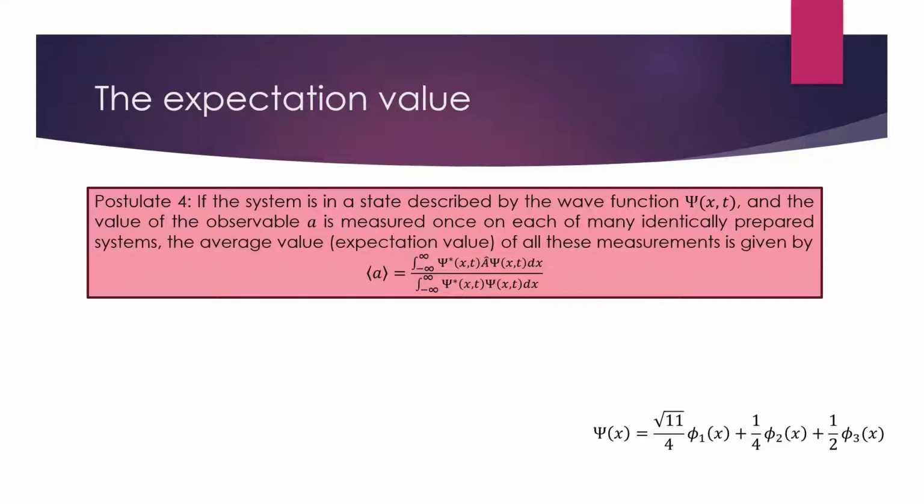So what do we do with this postulate? How do we use it to find the average value, or the expectation value, of a quantum mechanical measurement? It turns out there are a couple of different scenarios, so let's go ahead and look through these scenarios to see what might happen.